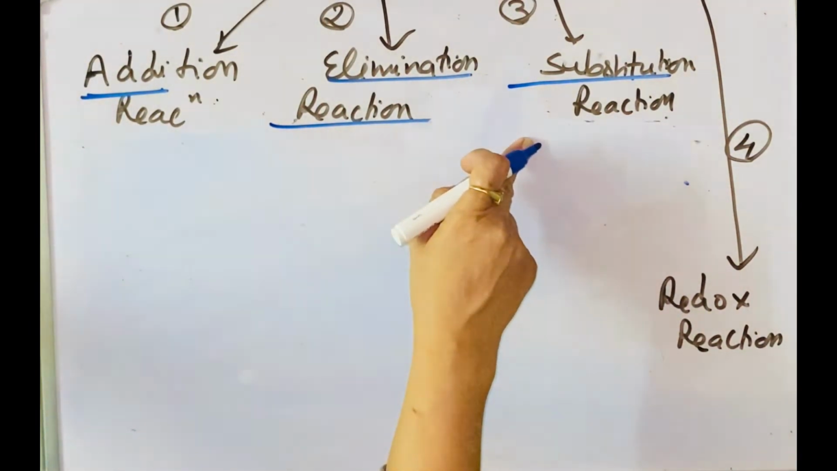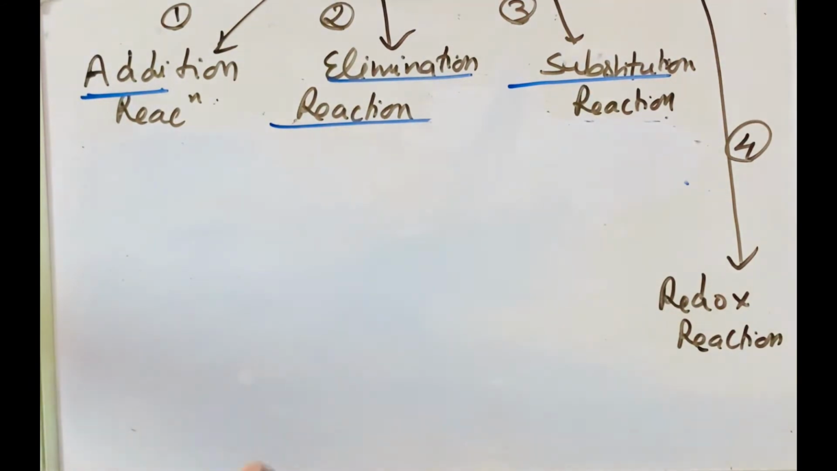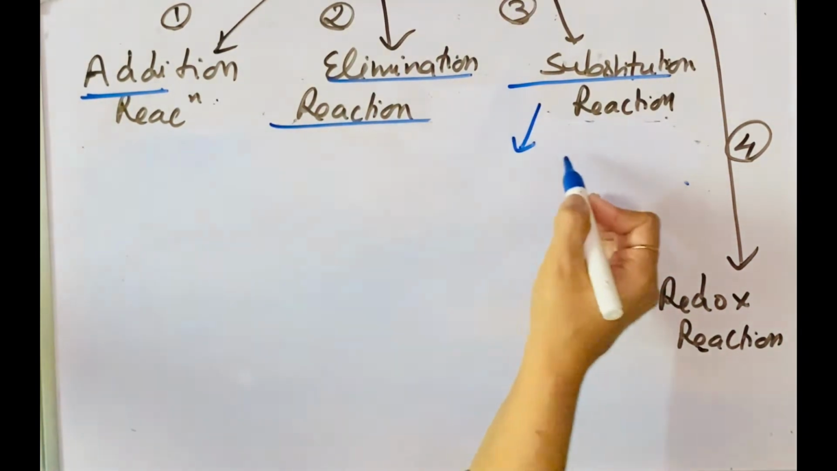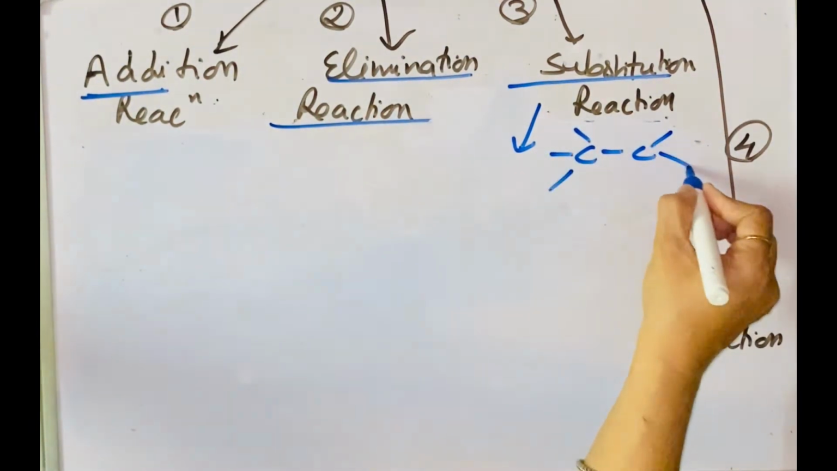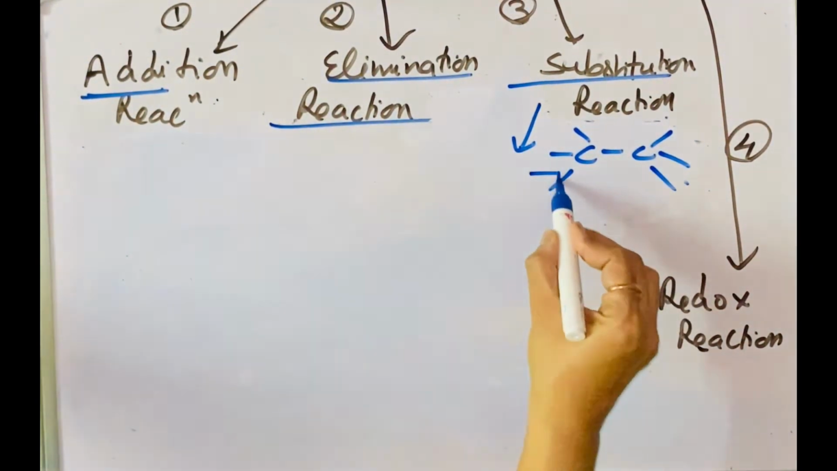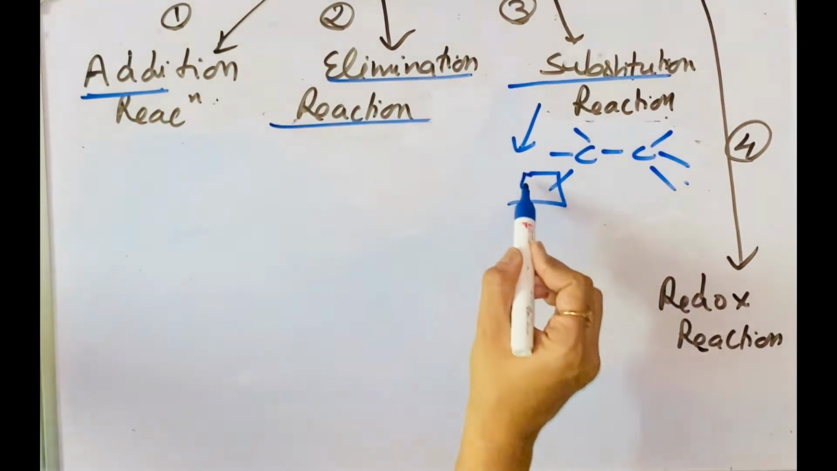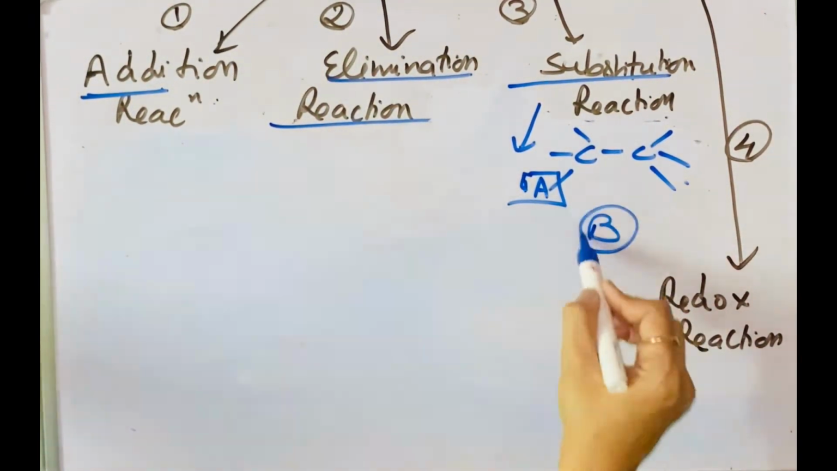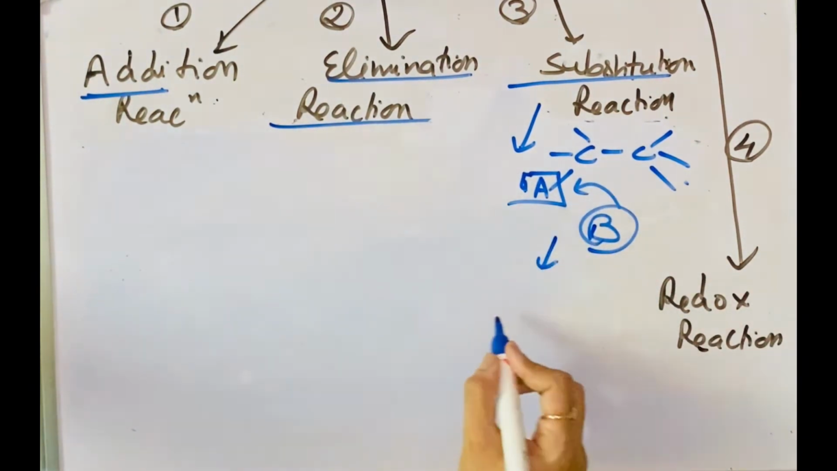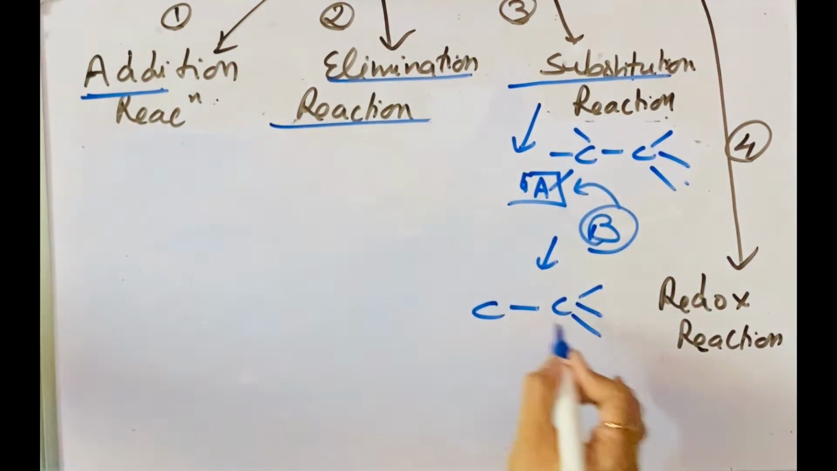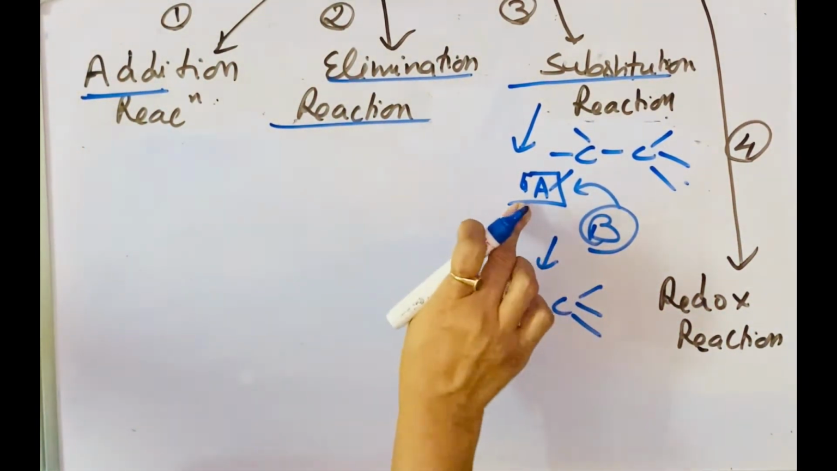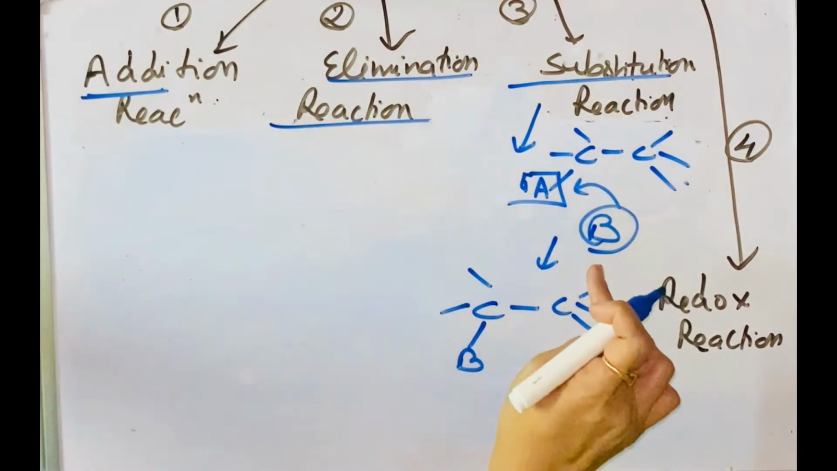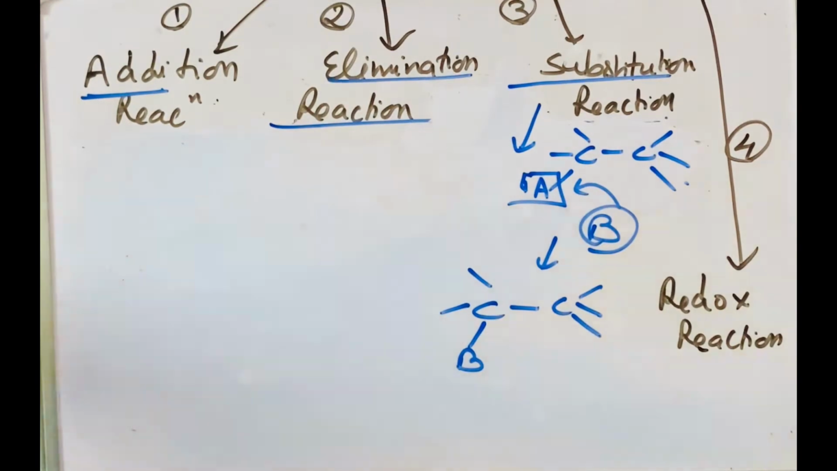Let's take the example of the third category, which is substitution reaction. The term substitution says one entity is going to remove another and take the place of the other. So in this case, again we require a saturated hydrocarbon. Suppose this is A, and another group B attacks over there, and A is removed. Now this is B. So A is replaced by B, or A is substituted by B. This kind of reaction is called substitution reaction.